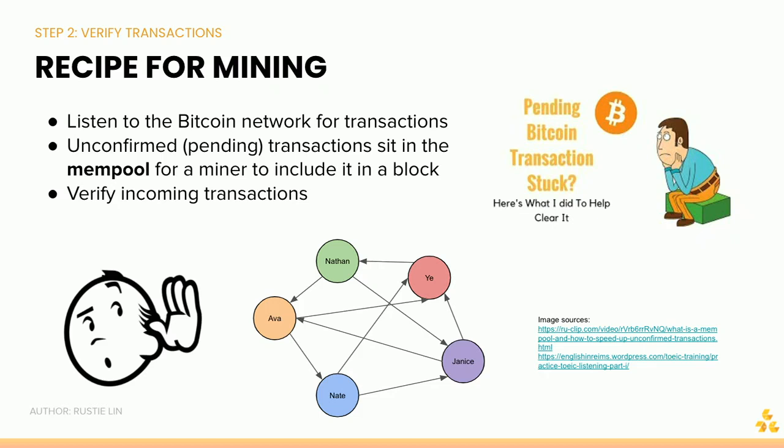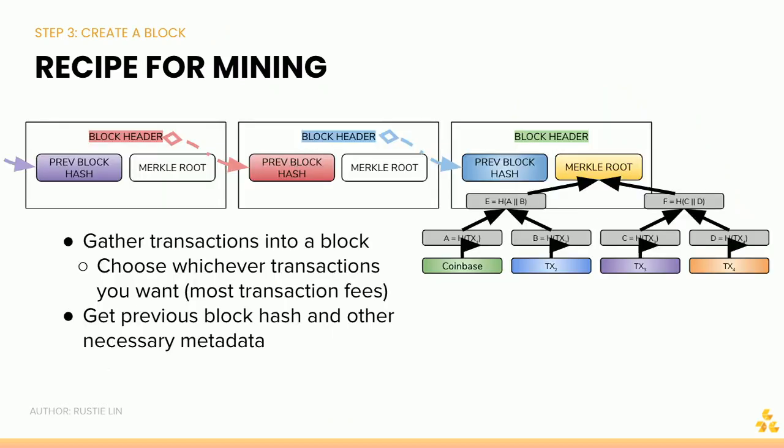And then another thing that we'll go over later in lecture is what happens if the transaction fees are too low and they get stuck in the mempool. We'll go over how to deal with that when that happens. So you verified all the transactions, you've collected it into this lovely Merkle tree, which I'm not gonna go over because we went over it last week, but you're gonna gather those transactions into a block, choose whichever transactions you want, and then you're gonna get the previous block hash and other necessary metadata into the block header, and once that's all set up, you'll move on to find the nonce.